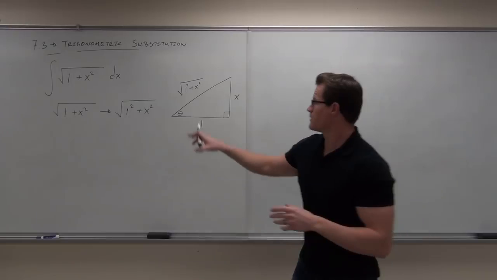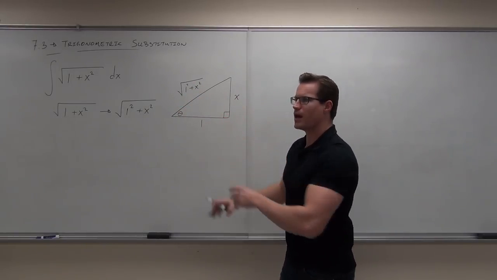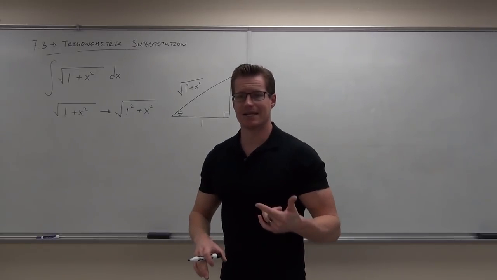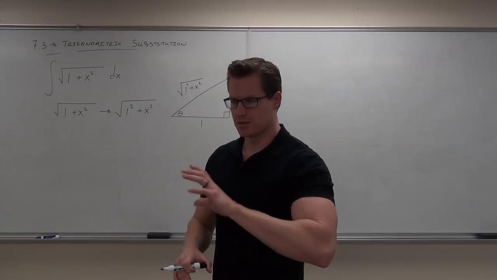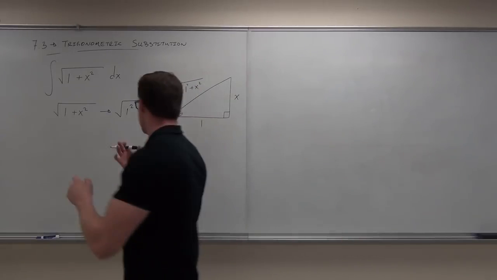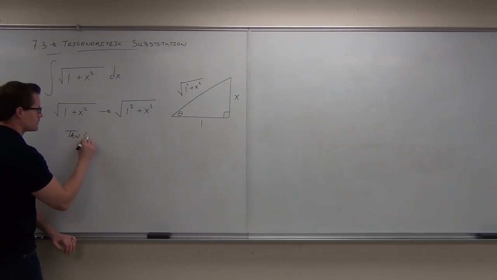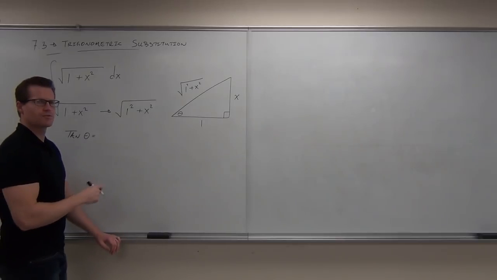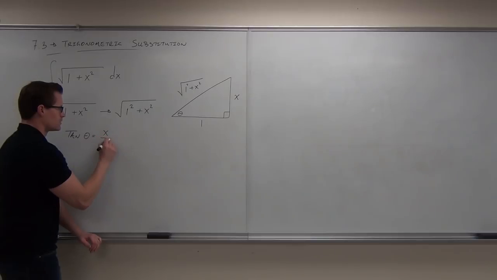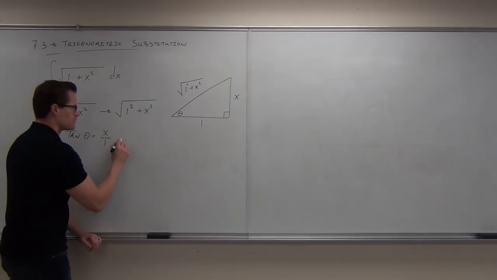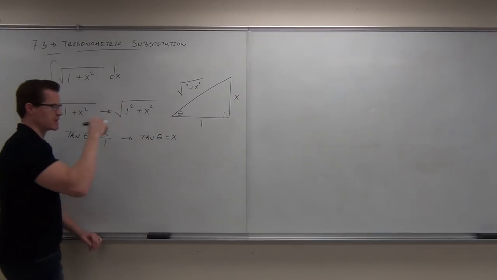Now, here's the plan. If this is part of our triangle, and now we have our other two sides, x and 1, let's pick a trigonometric function that allows us to relate the two other sides in a really nice fashion. For instance, if I look at tangent, for this specific triangle, how much is tangent? X over 1, or tan theta is simply x.